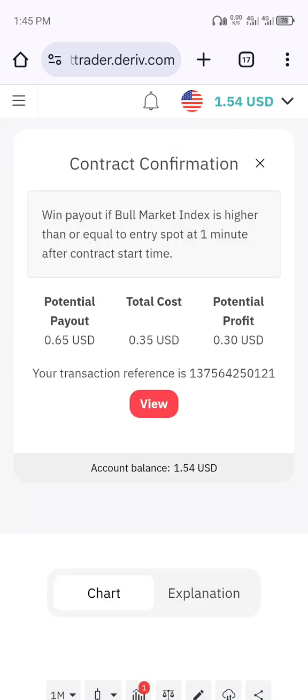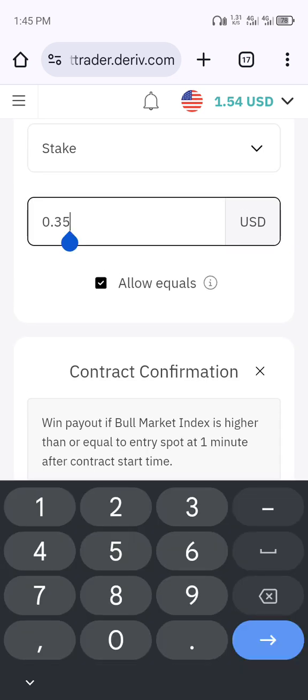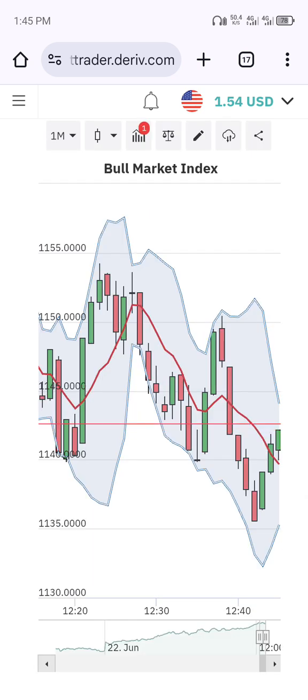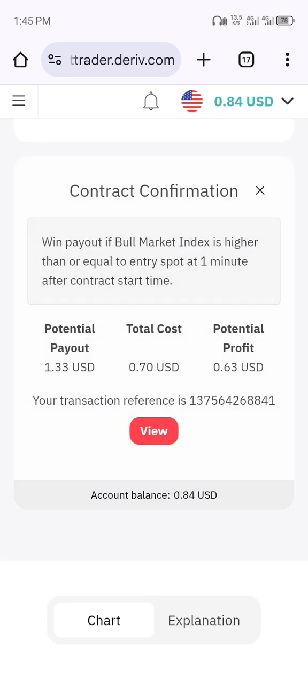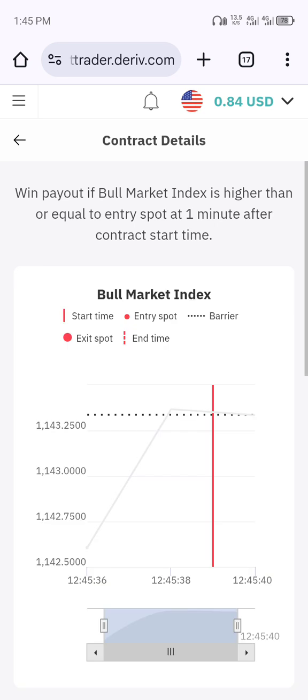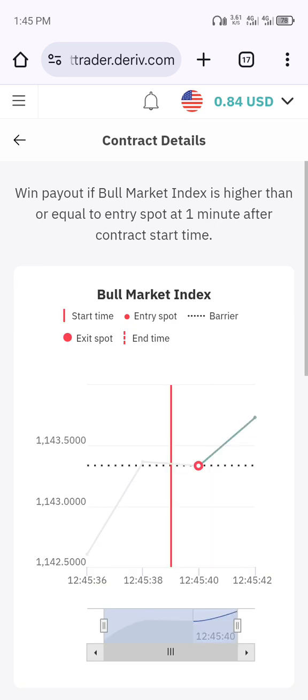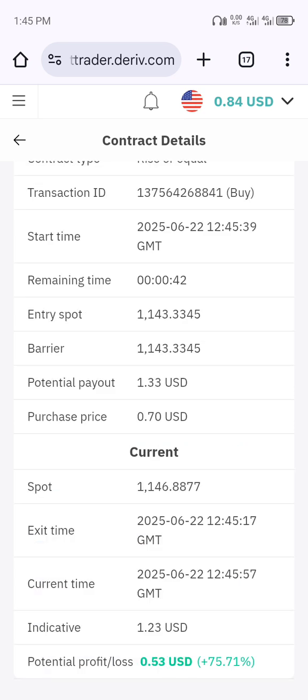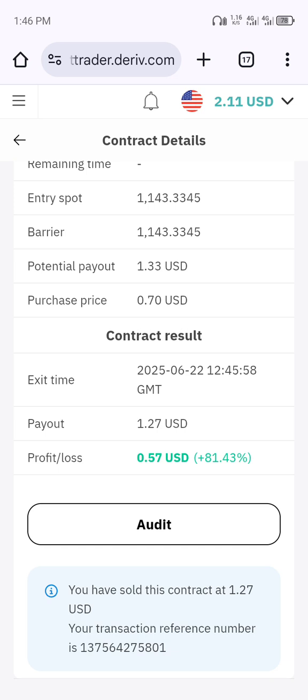The next trading lot is 70 cents. Okay, the market is still continuing in that direction, so I place again. At this 70 cents, our take profit is 50 cents, while our stop loss is 30 cents. It's going in our direction. It has reached the take profit, so I sold it, and it landed us at 57 cents profit.